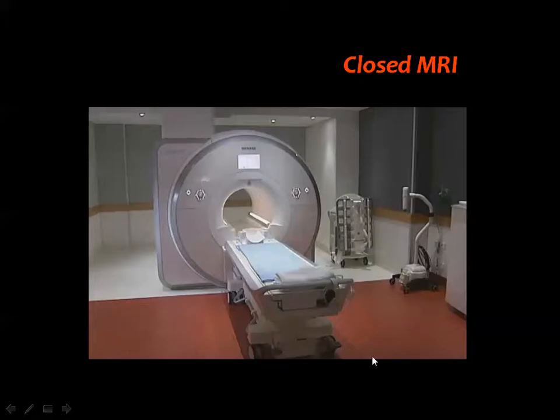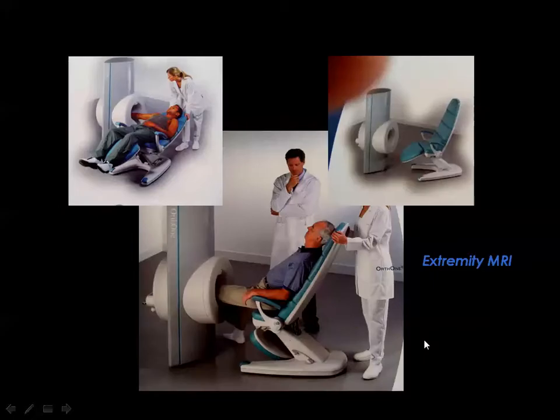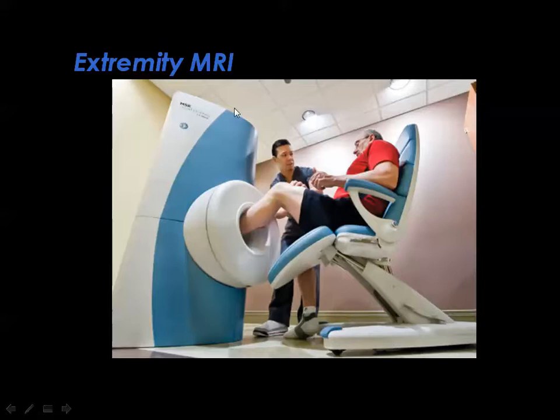As you all know, we have more than one MR machine, including the closed MRI and the open MRI, and the extremity MRI, which is suitable for evaluation of the elbow and wrist joints, as well as the knee and ankle joints. And this is just an example of an extremity MRI and how the patient is prepared for the examination by putting his ankle in the machine.